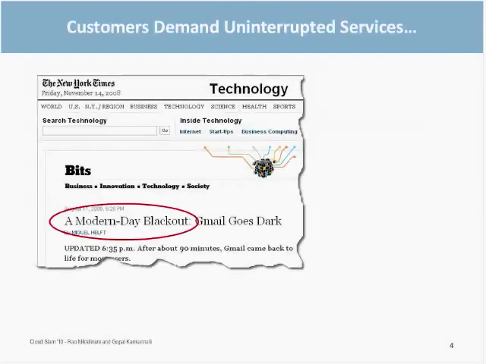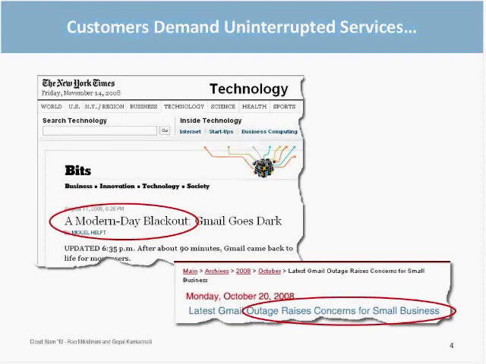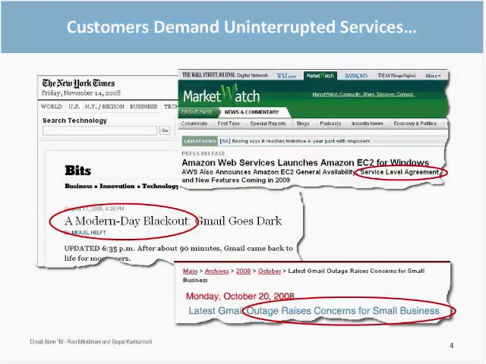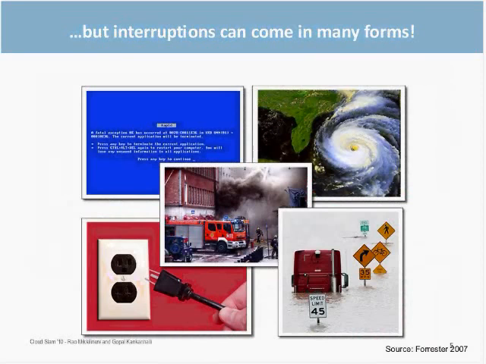Now, customers always demand uninterrupted service. If you look at recent news items, all of the cloud vendors, for example, Google and Amazon, have had interrupted services, and people are very upset when they don't get their email or their applications when they need them.